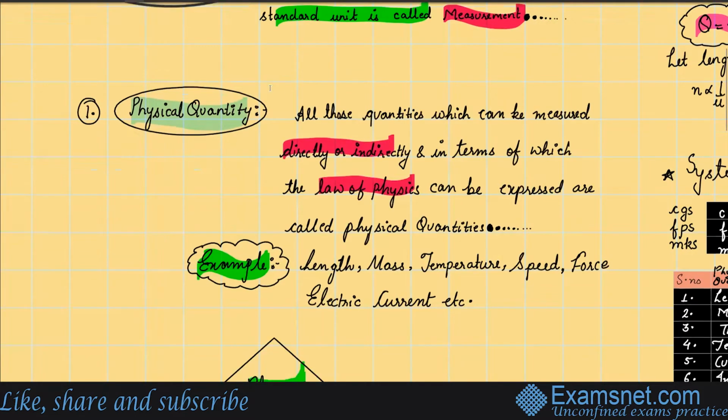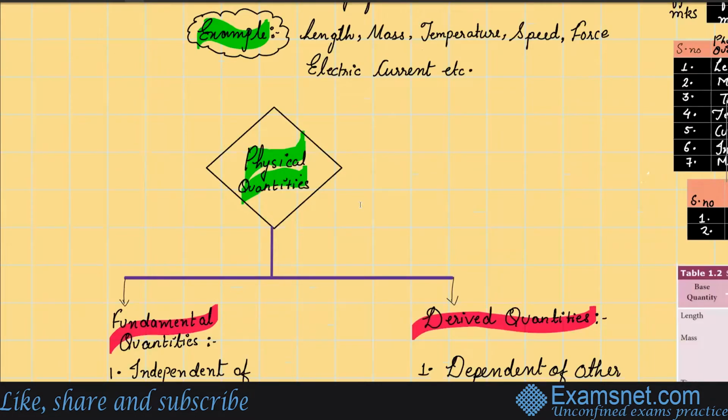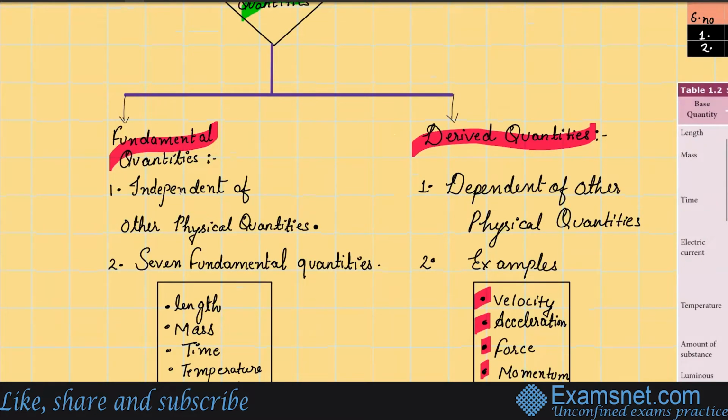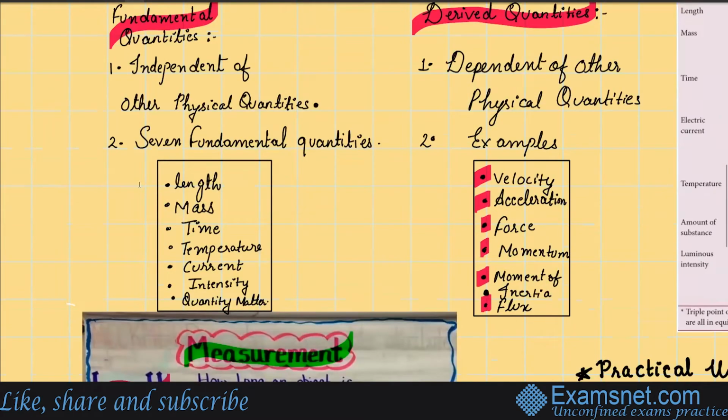Now these physical quantities are divided into two parts. First is your fundamental quantities, the other one is your derived quantities. So now somebody would ask me what are fundamental quantities? These quantities are independent. They do not depend on any other quantity. There are 7 fundamental quantities, with which we'll be defining other quantities. These are length, mass, time, temperature, current, luminous intensity, and quantity of matter.